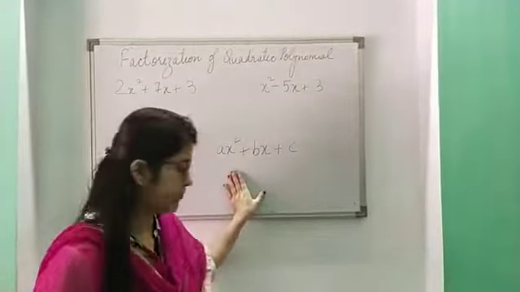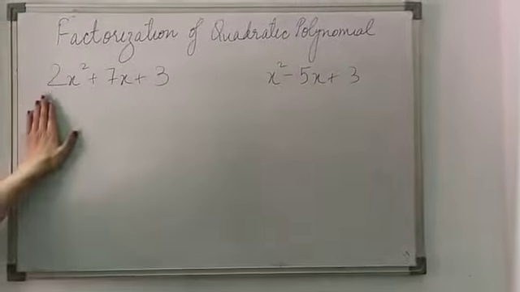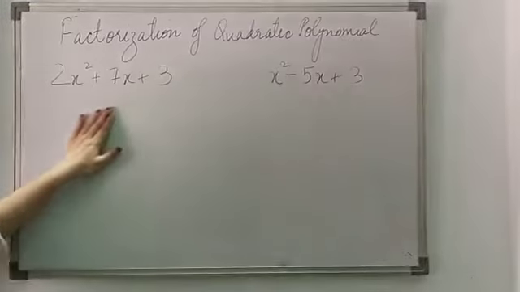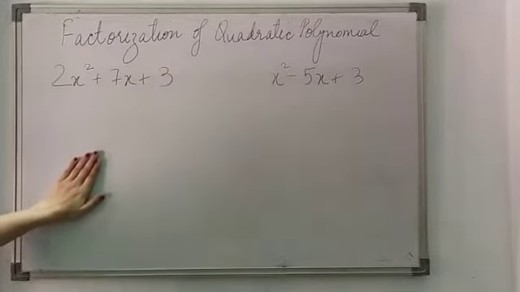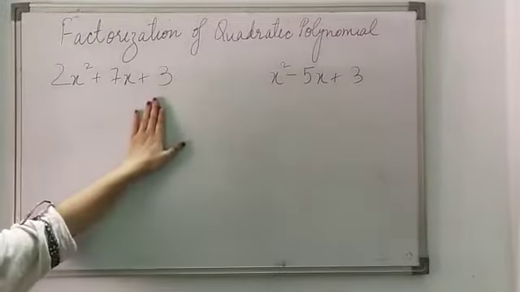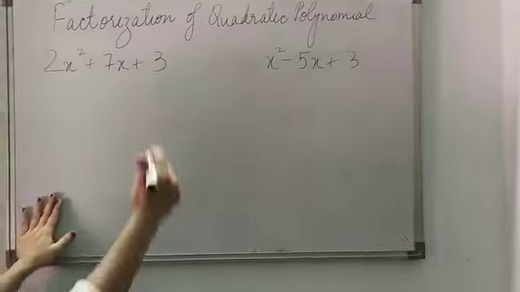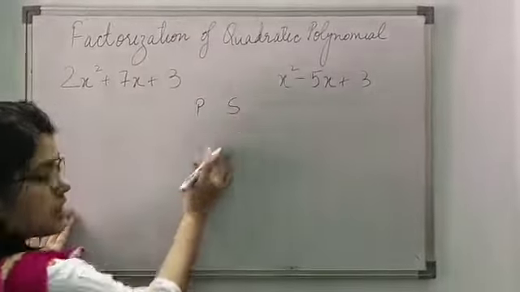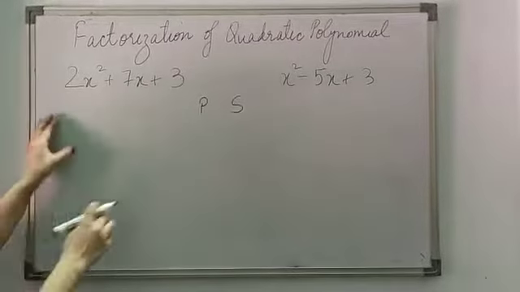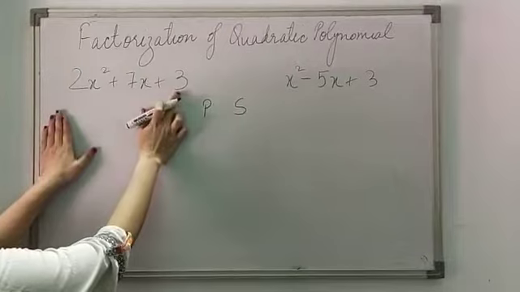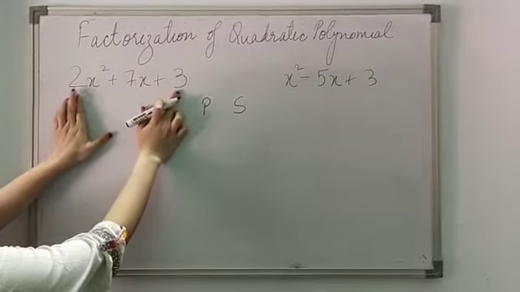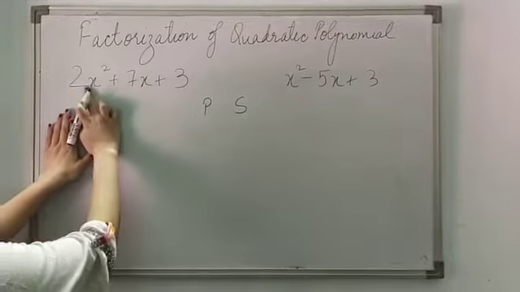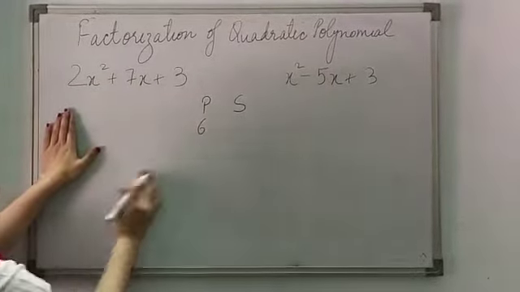So now question number 1 says 2x square plus 7x plus 3, that is your quadratic polynomial, and I am going to solve this question with the help of the middle term splitting method. For that, in one corner you will write down P for product and S for sum. Our product will be, you have to multiply your constant, your last term, and your x square term. 3 twos are 6, so your product will be 6.